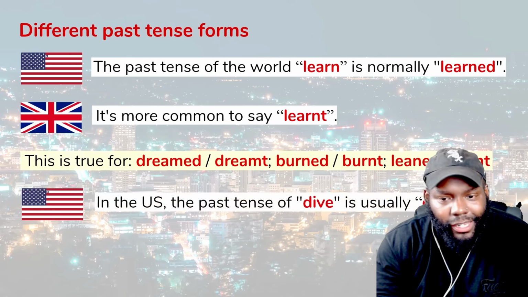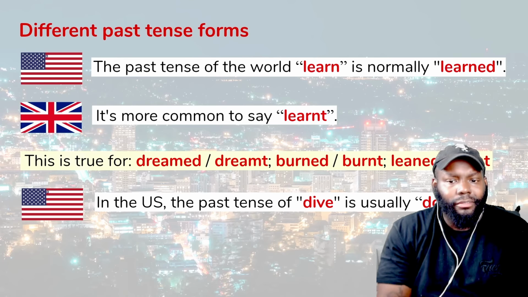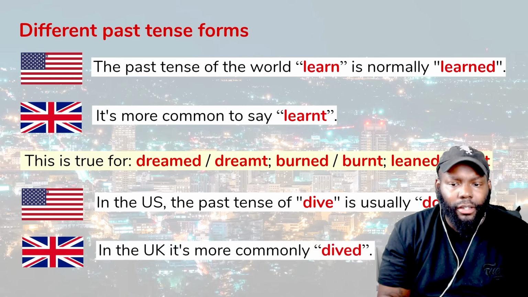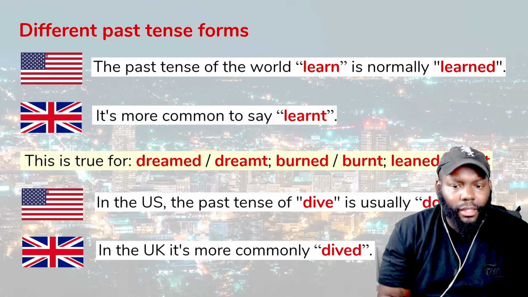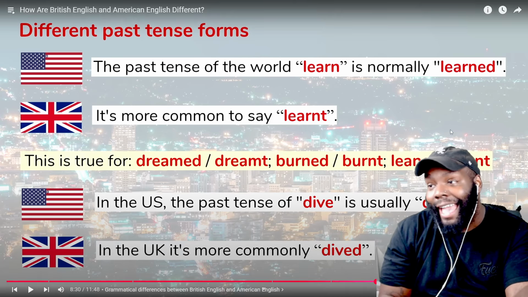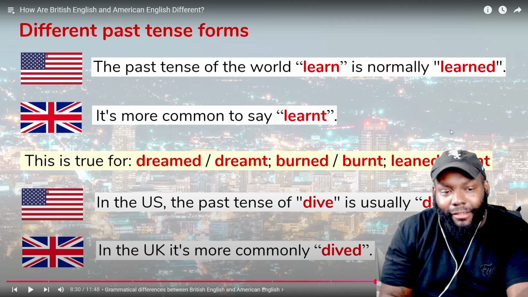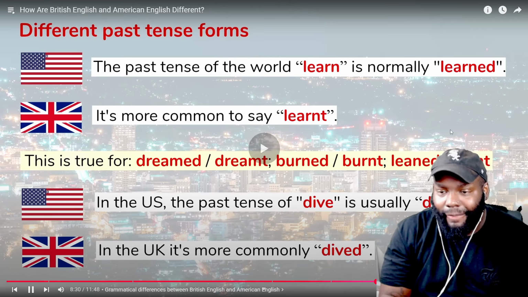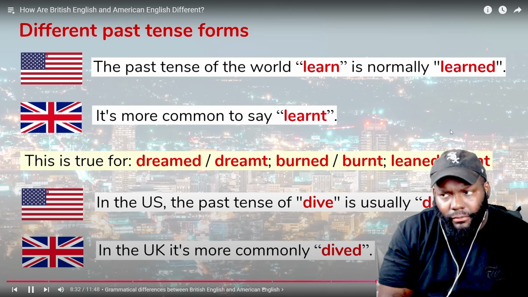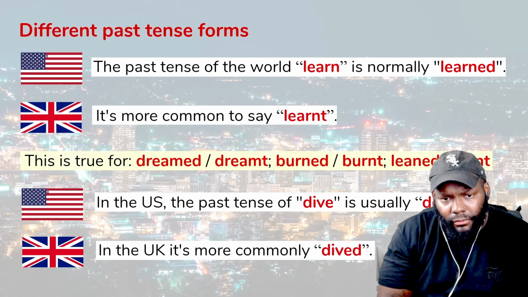In the US, the past tense of dive is usually dove. In the UK, it's dived. Maybe the American form developed by analogy with drive and drove. I dove in that thing. I dived in it. It depends. These are not consistent, but you'll notice some different past tense forms here and there.